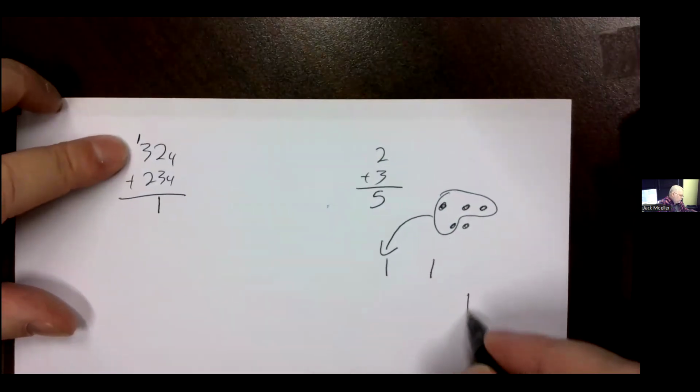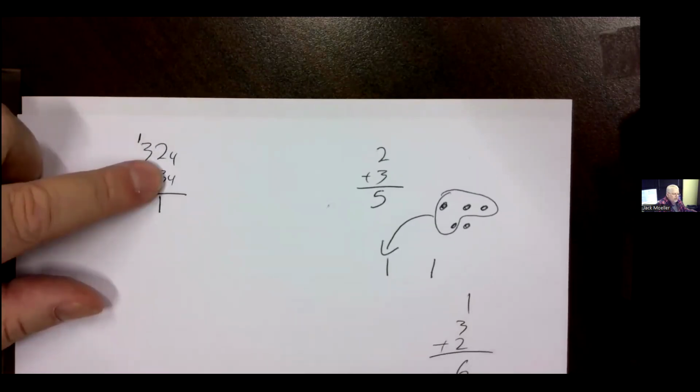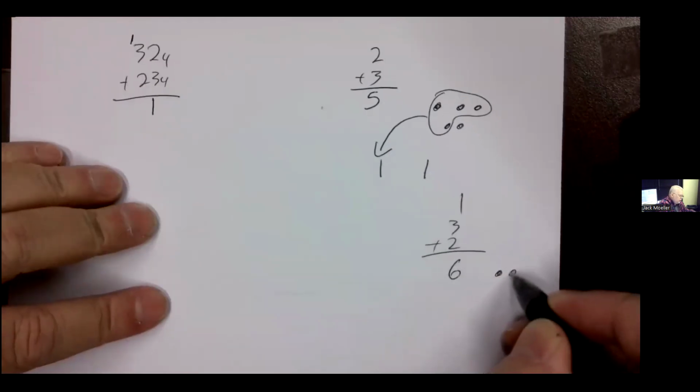So now do 1 plus 3 plus 2. That's 6. But we're in base 4, so as soon as we get 4 or higher, we're going to have to carry. How much do we carry?